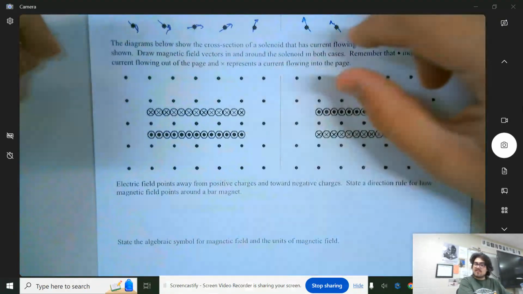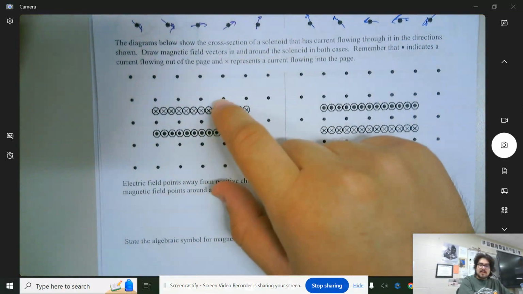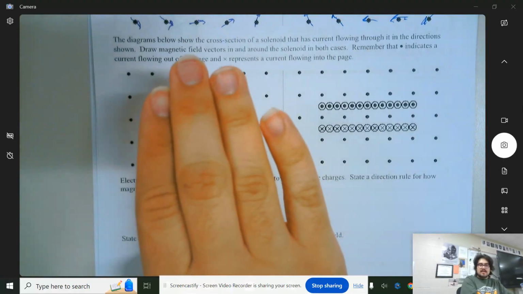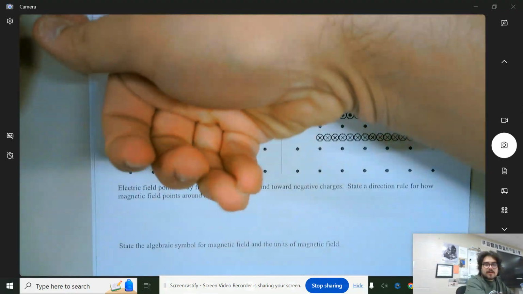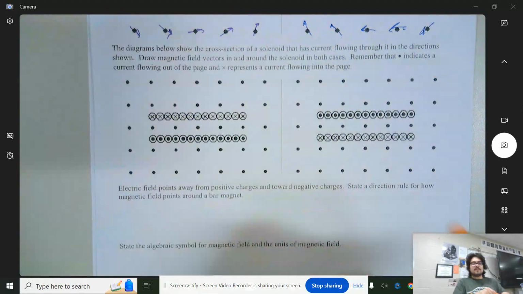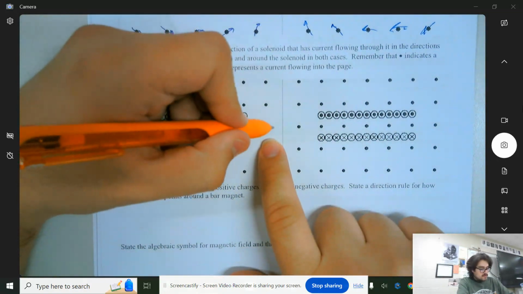Okay, it doesn't tell me everywhere, it just tells me where it's inside the solenoid. So we go into the page above on the top part of the solenoid and out of the page below. So I'm going to go into the page on the top, and then out of the page on the bottom. Oh, look at that. Where's my thumb going? It's going to the left, right? So our magnetic field inside the solenoid is going to the left. So it's actually going to even go out here too a little bit.